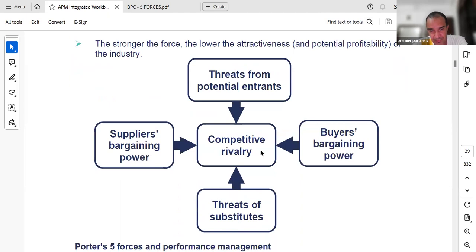Look at this. Porter says: bargaining power of buyers, bargaining power of customers. I'll explain one now.